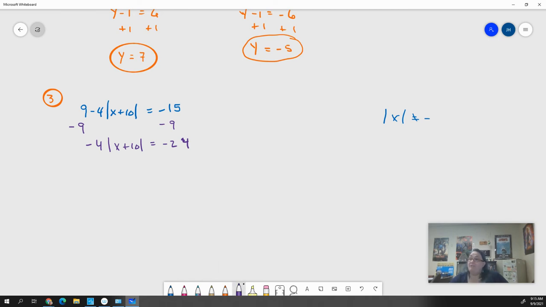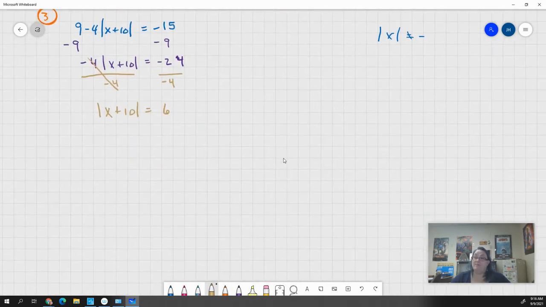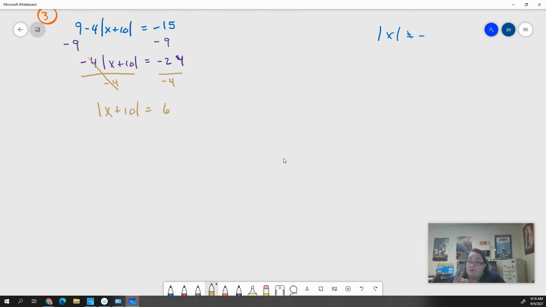The next thing I have being done to it is this negative 4 that's being multiplied to it. And so I am going to divide out that negative 4 from both sides. These will cancel, and I'll be left with the absolute value of x plus 10 equals positive 6, right? A negative divided by a negative gives me a positive. So now we're no longer set equal to a negative. So it is a valid problem, right? There is a solution. Hopefully there's two.